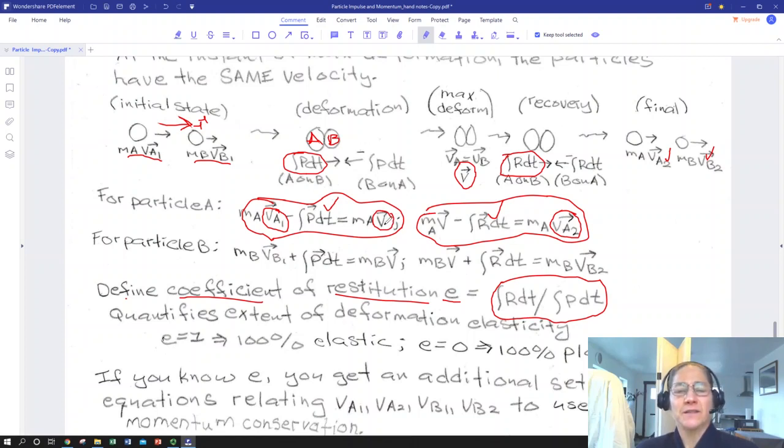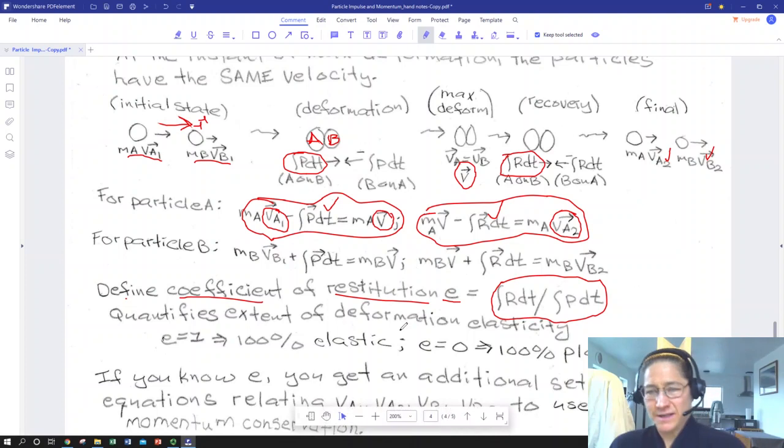We would expect this V at max deformation to be more than VB1. And that will continue through the recovery phase all the way out to VB2. So we would assume that our VB2 is going to be greater than VB1. And we can apply the same coefficient of restitution because, again, our impulses are the same. They're just going in the opposite direction. Newton's third law is applying here.